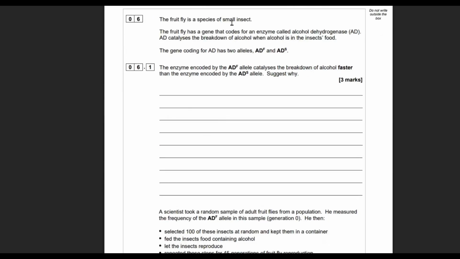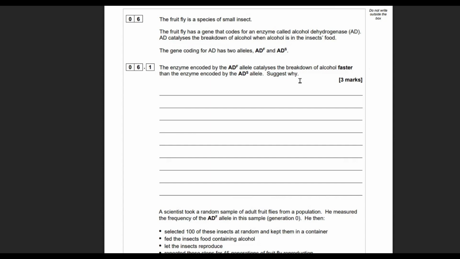Question 6. The fruit fly is a species of small insect. The fruit fly has a gene that codes for the enzyme called alcohol dehydrogenase, AD. AD catalyzes the breakdown of alcohol when alcohol is in the insect's food. The gene coding for AD has 2 alleles, ADF and ADS. The enzyme encoded by the ADF allele causes the breakdown of the alcohol faster than the enzyme encoded by the ADS allele.